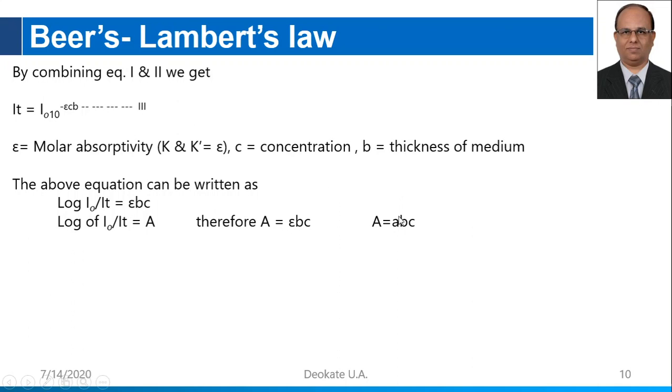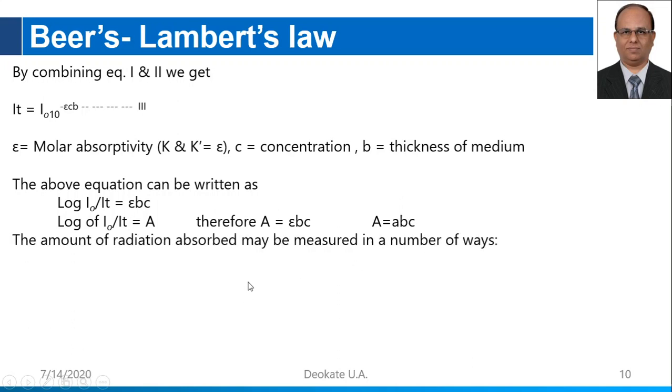So this constant depends upon what type of concentration unit you are using. If the concentration unit is gram moles per liter, it is called the molar absorptivity. If the concentration unit is grams per liter, it is called the absorptivity. So the unit of this constant depends upon what type of concentration unit you are using. The amount of radiation absorbed may be measured in a number of ways. This will be required for quantitative estimation using Lambert's law. So all these equations you have to learn by heart, as you will require them.